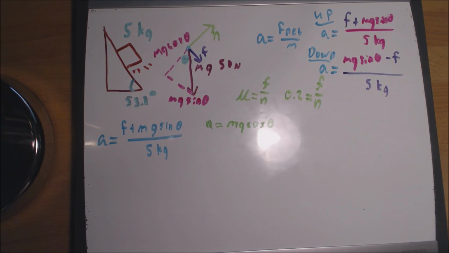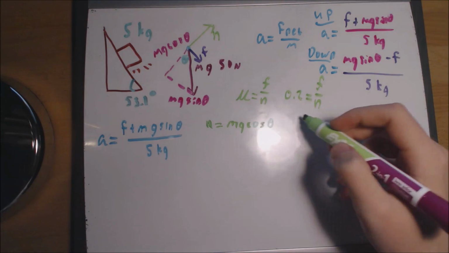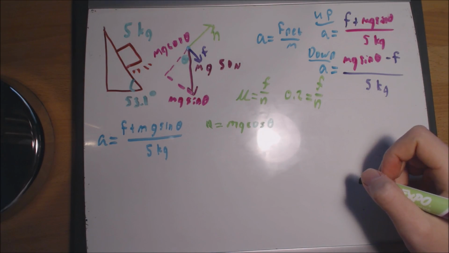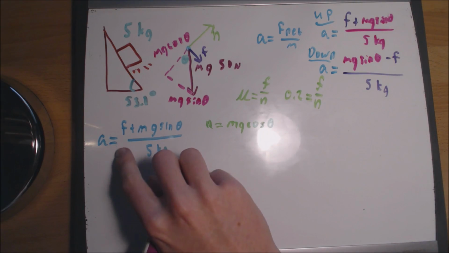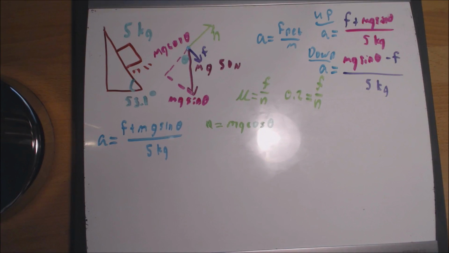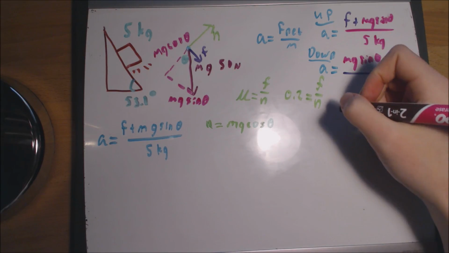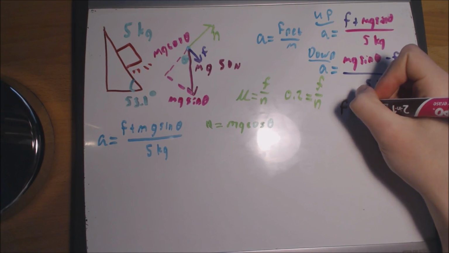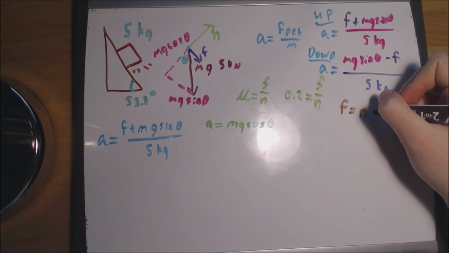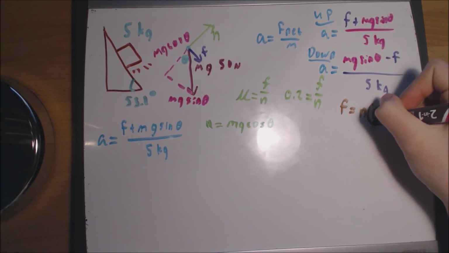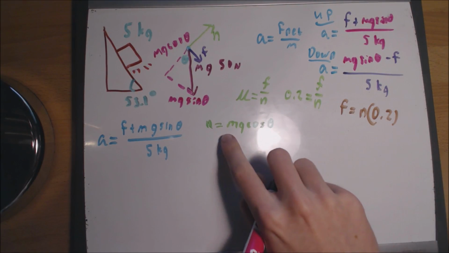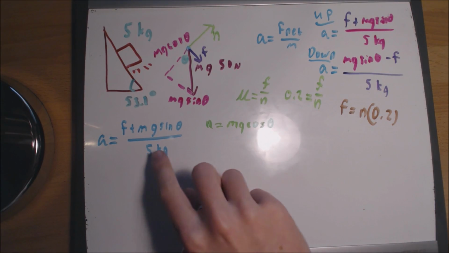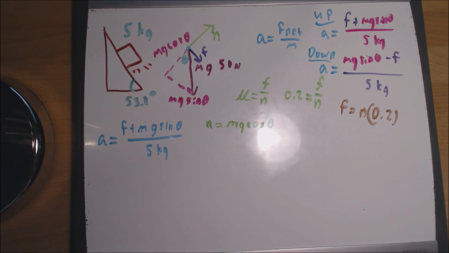Okay. We have that. And if we rearrange our mu equation, because what we're trying to figure out here is F, we can set it up where F is equal to N times 0.2. And we just figured out that N is equal to mg cosine theta. So now with this equation, we can figure out the friction.